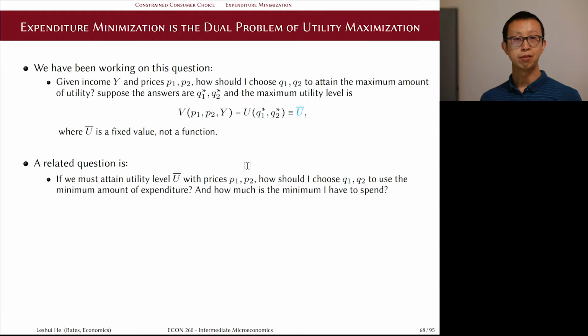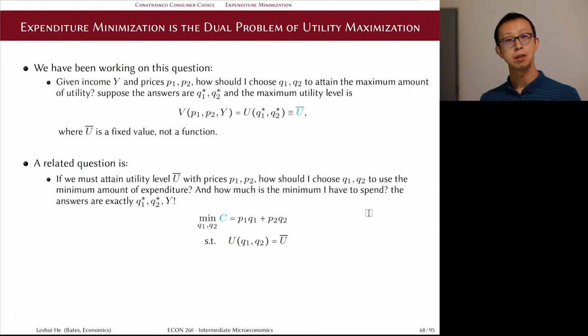In other words, if I have to attain a certain level of utility U bar while paying fixed prices P1 and P2 for each good, then how should I choose these quantities Q1 and Q2 in order to minimize the expenditure? And when I make such choices, what is the minimum amount that I have to spend? Well, clearly, this problem is very similar to the utility maximization problem that we're already very familiar with, but it has some critical differences.